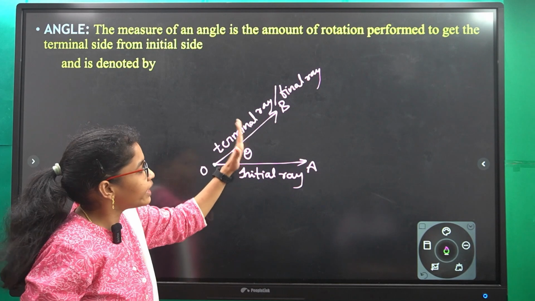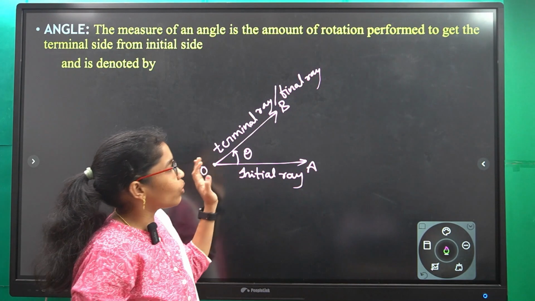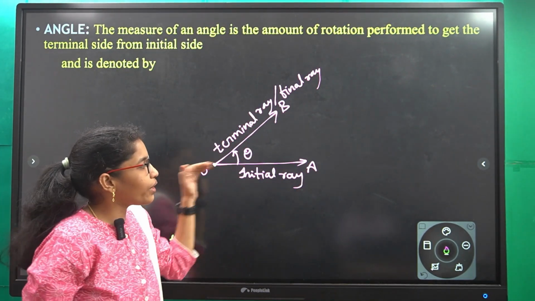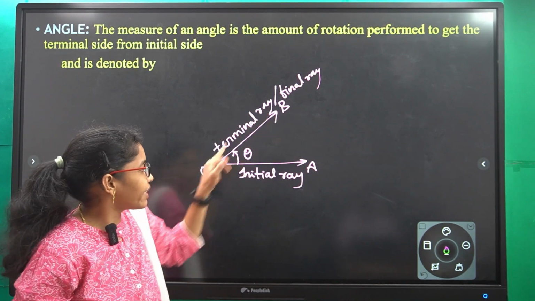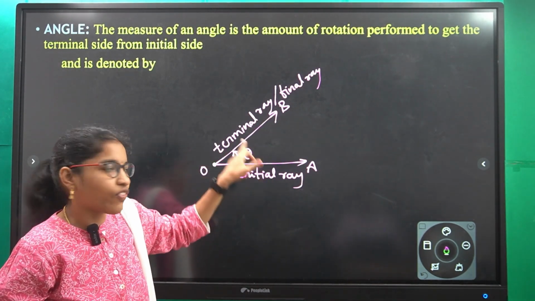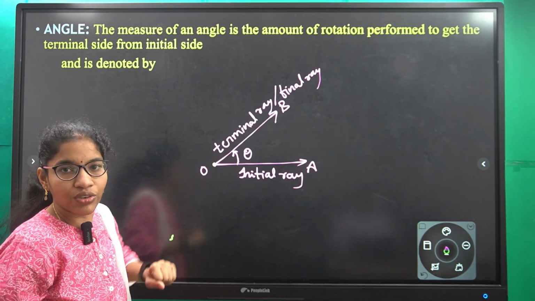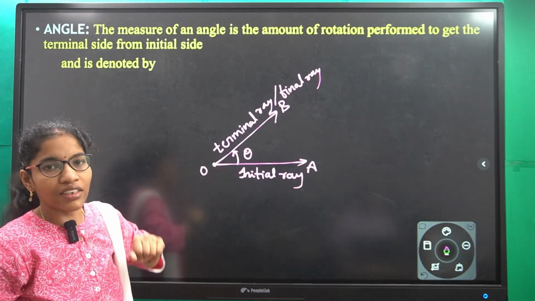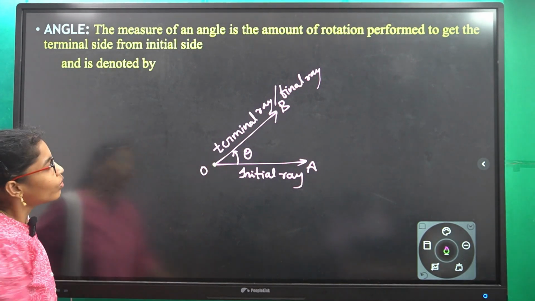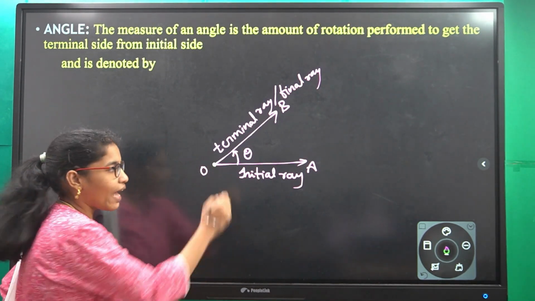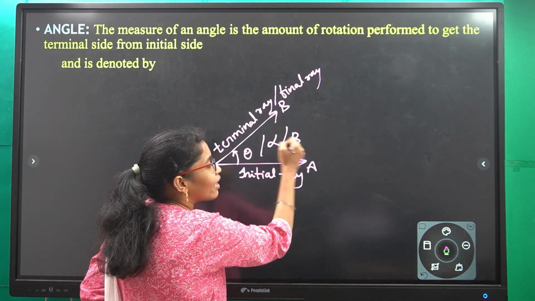The measure between these two rays is called the angle. Otherwise you can say OA and OB are two rays connected at one end point. When two rays intersect at only one end point, that formation is called an angle. The amount of this angle is called the magnitude of an angle, right? Here theta gives the magnitude of the angle. You can denote this angle with theta or alpha or beta, like this.